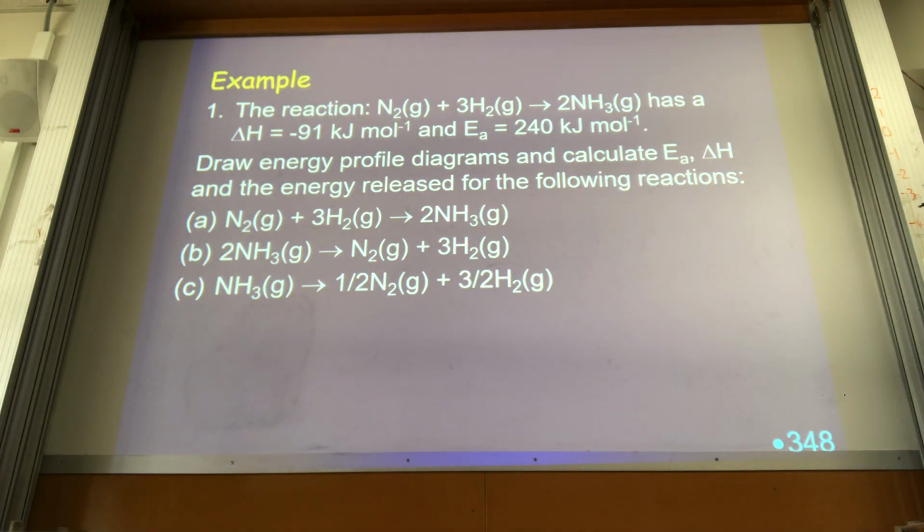Okay, so let's draw some energy profile diagrams. So we've got a reaction up here. It's the reaction to produce ammonia, the Haber reaction. And what do we see? We see that delta H is negative 91. Straight away we see that it is exothermic. Then the activation energy, the height of the initial hill, is plus 240. Well, it's always positive. It's 240 kilojoules per mole in this case.